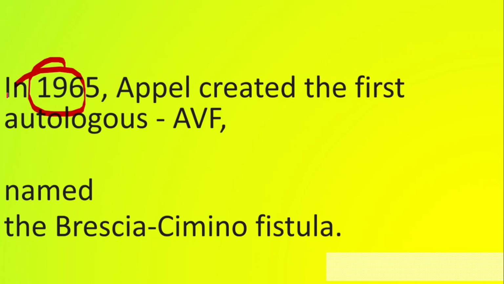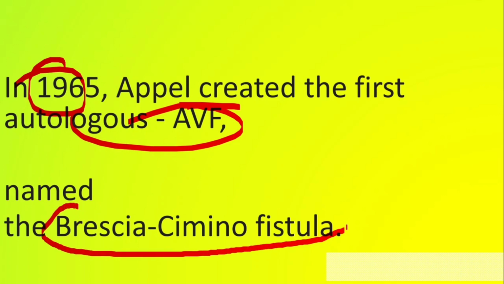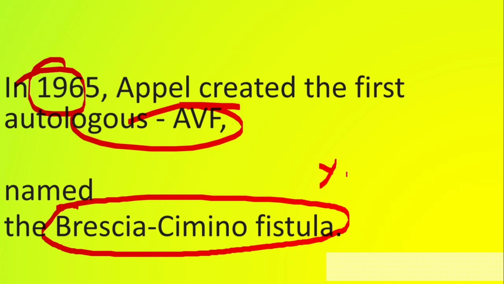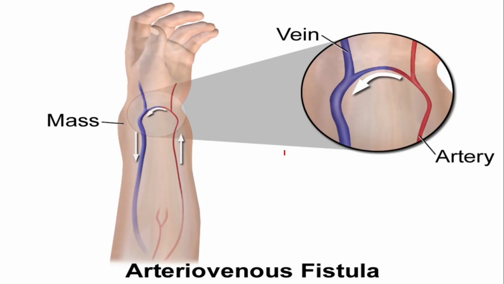So in 1965, the doctors created the first autologous fistula, which served all the purposes. It was named the Brescia-Cimino fistula. You might have seen it in Harrison, or in any beginner dialysis technologist book, or in the Washington Manual, or the dialysis handbook, Daugirdas' handbook. You can see this is what is mentioned. So this is how it is.